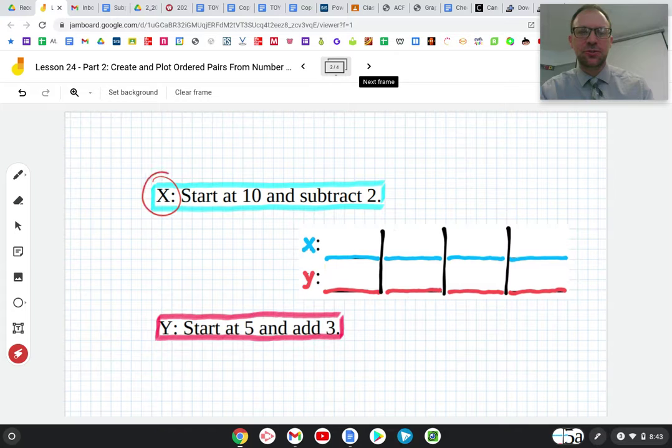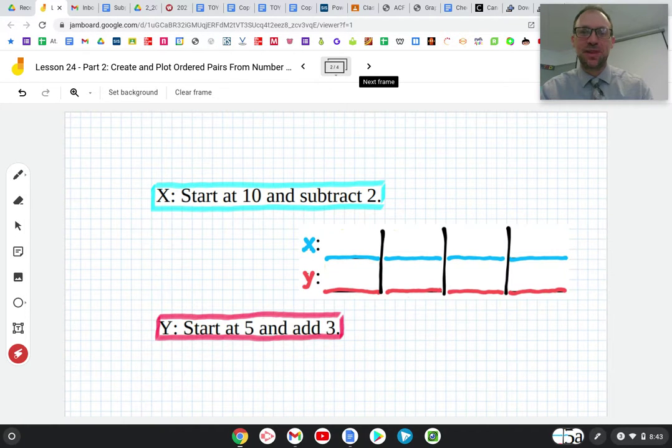We have our X rule, and this rule, start at 10 and subtract 2, will help us to generate our X coordinate in each ordered pair. We have our Y rule, start at 5 and add 3. This rule will help us to generate the Y coordinate in each ordered pair.